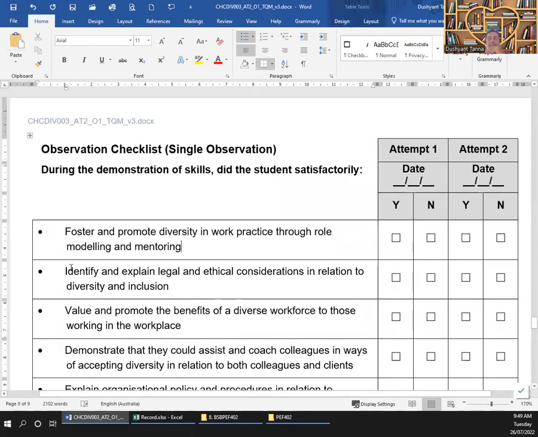Foster and promote diversity. Identify, explain, and legal. So if you're not doing it in your script, then I might have to tell you that, sorry, my friend, you missed this point. So if you've done it, yes, yes. If not, then I'll say no. Whenever there is one no, it will come back to you. So please write your script very carefully.